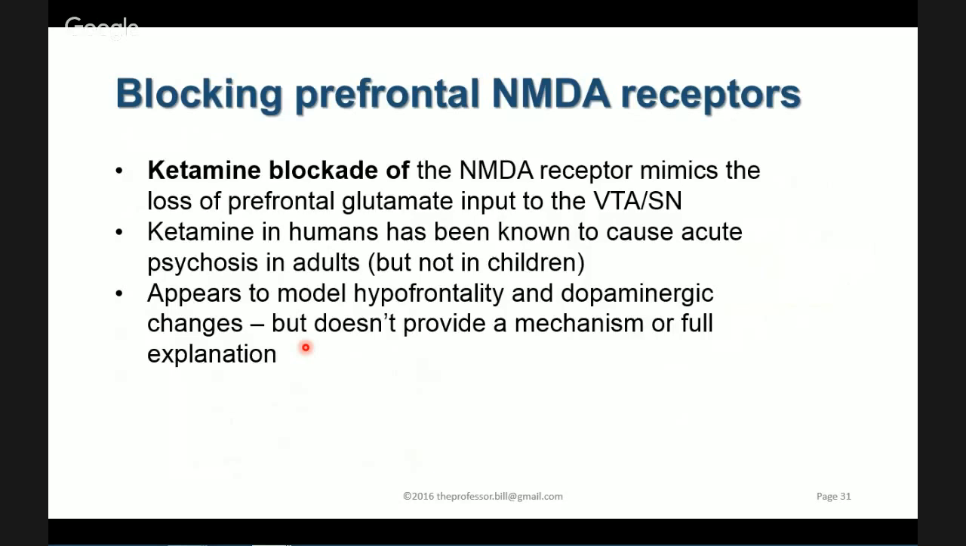So it appears to model both the negative symptoms and hypofrontality, as well as it tries to explain the overabundance of dopamine, but there is no full mechanism. Why don't we have that glutamate system in place? That's not clear. Why is there? Where does it develop? Does it develop? When does it develop? Also not clear in this model as well.